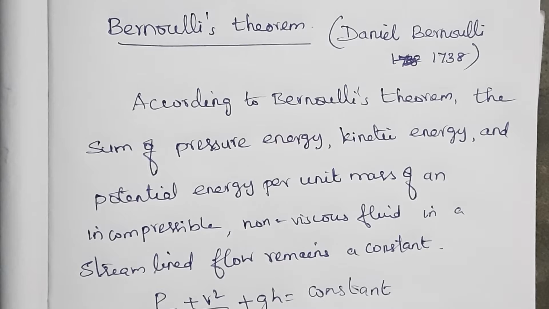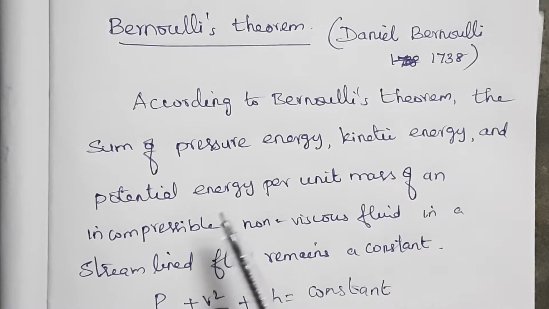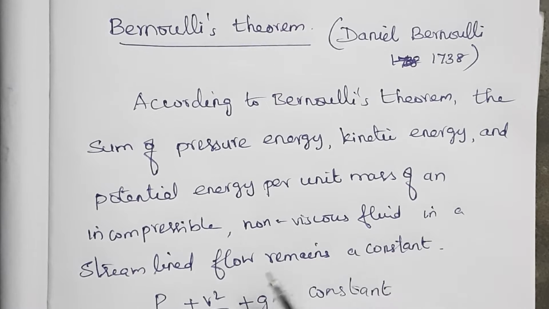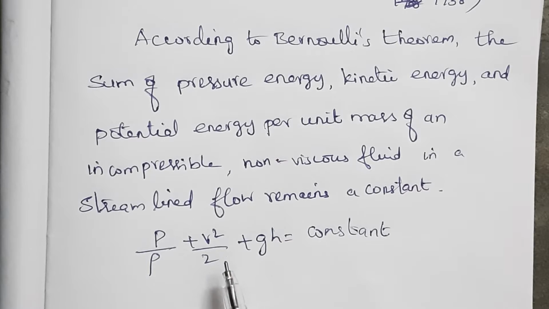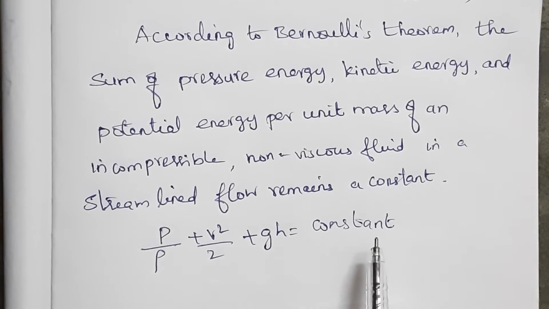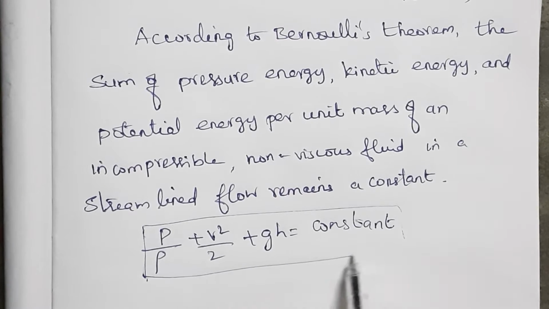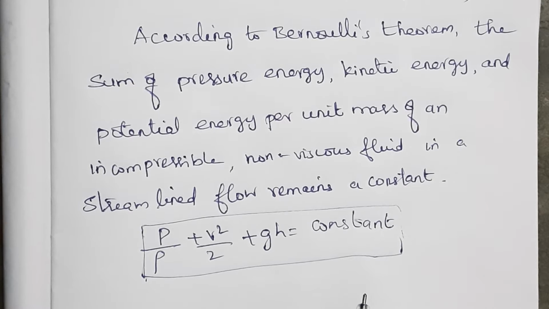This is Bernoulli's theorem. According to Bernoulli's theorem, the sum of pressure energy, kinetic energy and potential energy per unit mass of an incompressible non-viscous fluid in a streamlined flow remains a constant. Mathematically, we can write it as P by rho plus V square by 2 plus gh is equal to constant. This is known as Bernoulli's equation. Let's see the proof of this theorem.